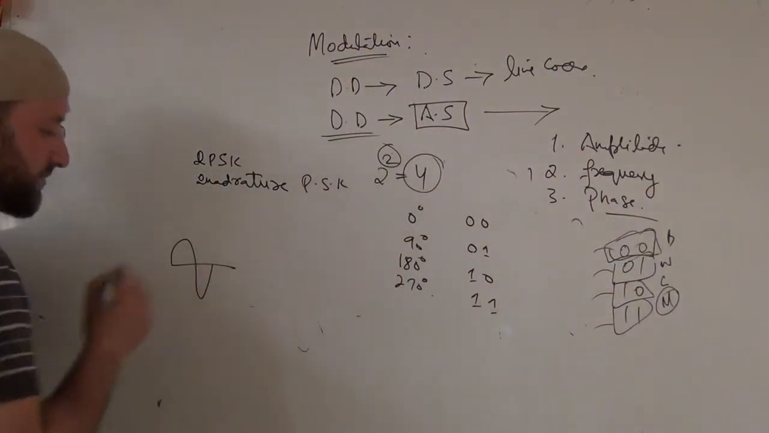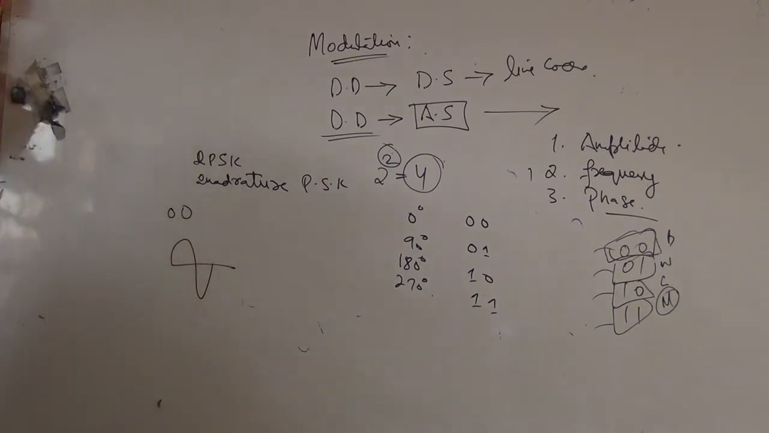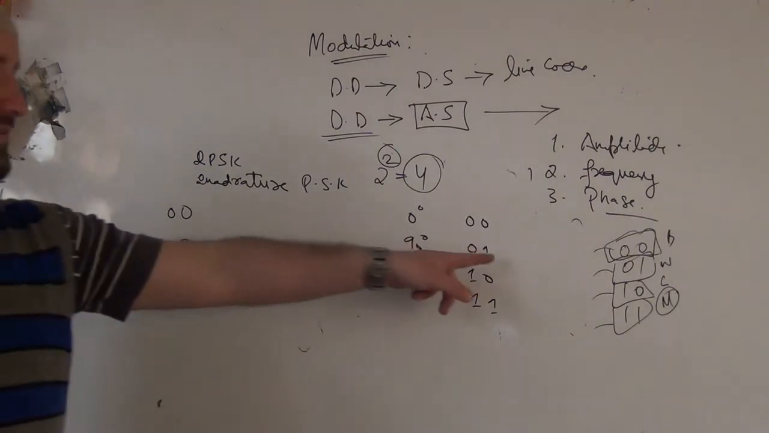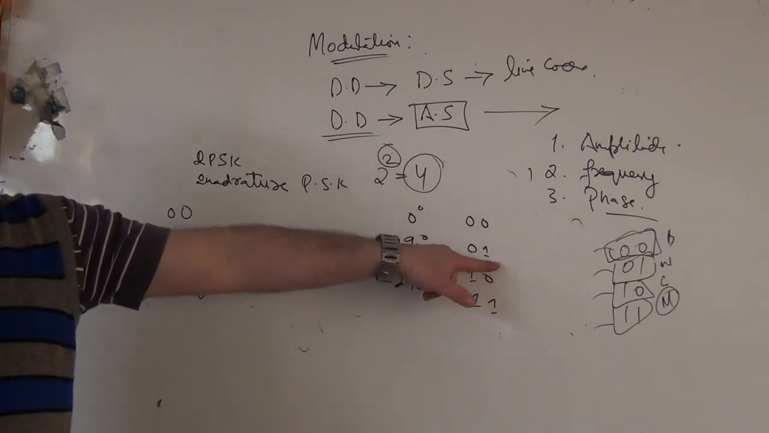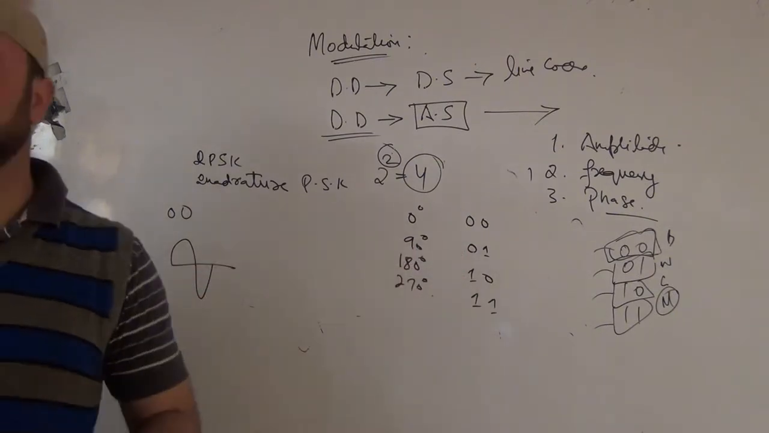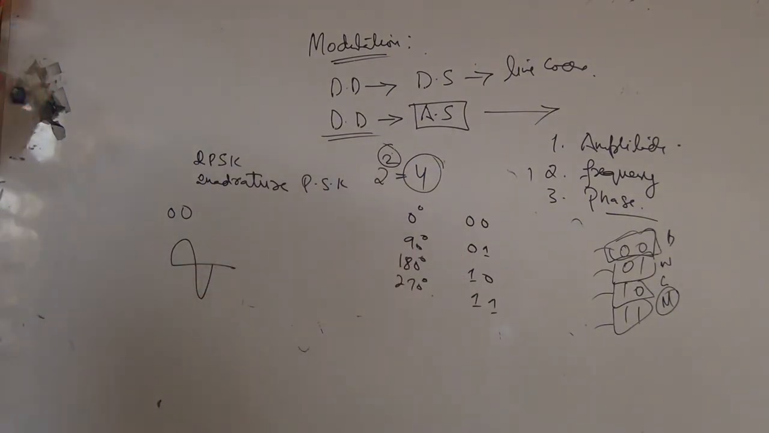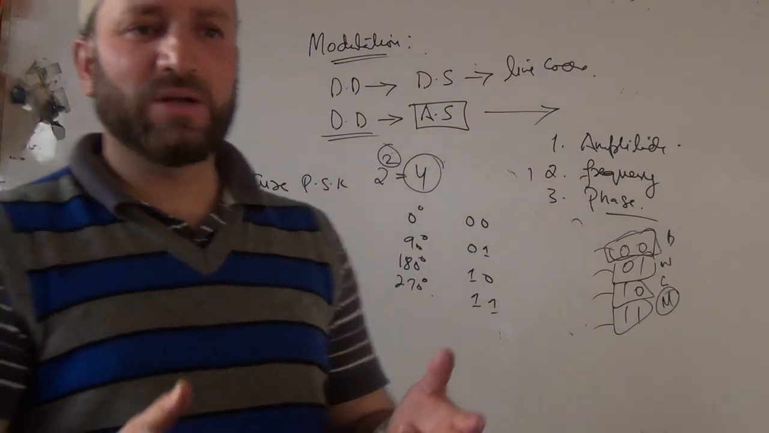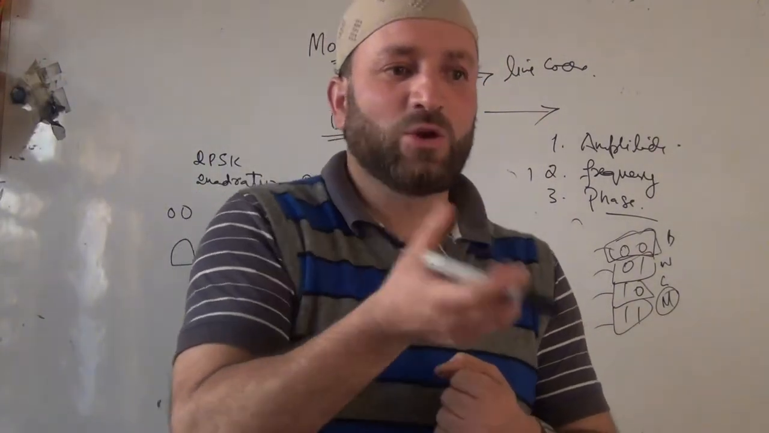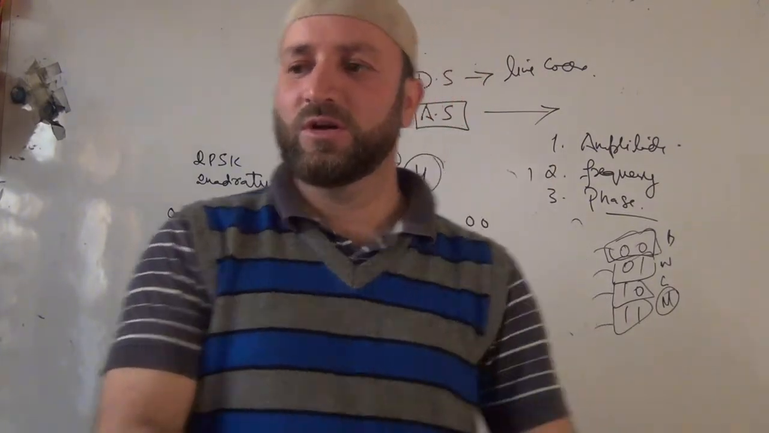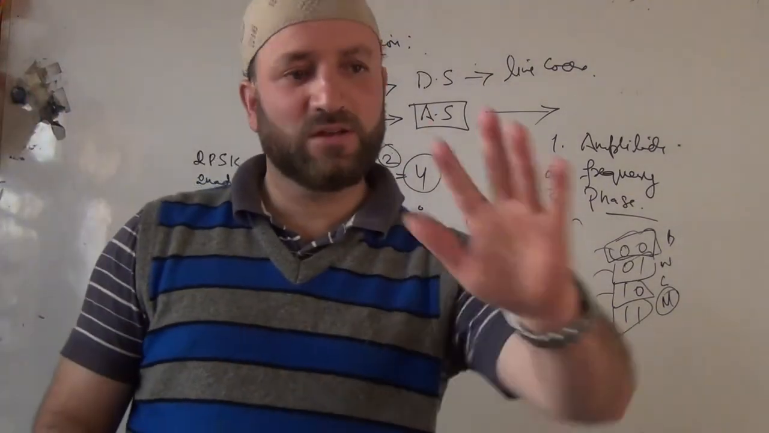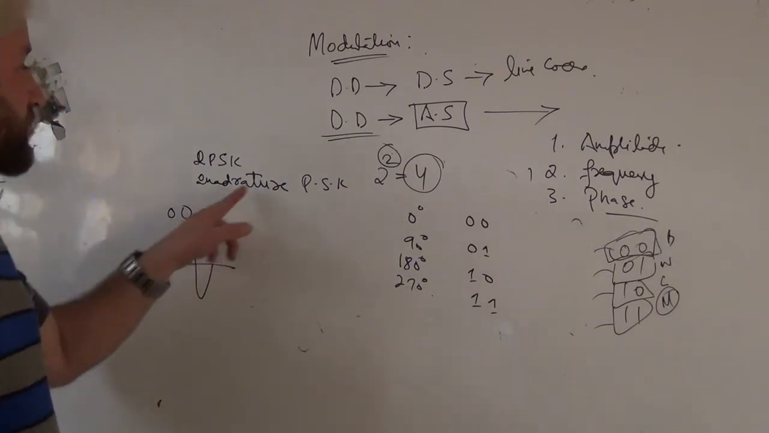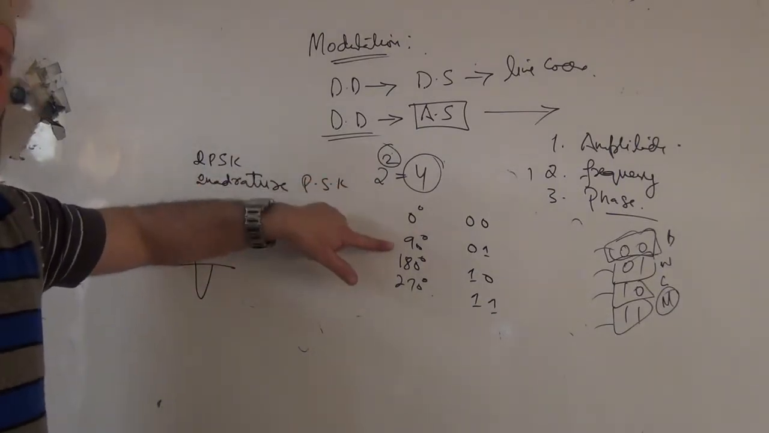Now if you are sending the phase 0, you are not sending only 0, you are sending 0, 0. If you are sending the phase 90 degree, you are not sending only 1, it is 0, 1. If you wanna send 1, for example, it is giving more information. It has a 2 bit meaning. If I want to send 1, 0, I have to send 180 degree. Whenever you see 180 degree phase, it is 1, 0. When you see 270 phase, it is 1, 1.